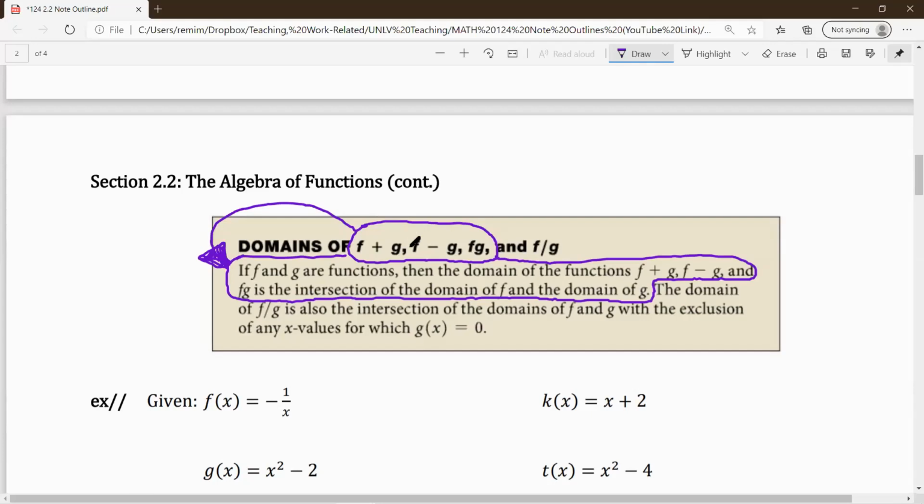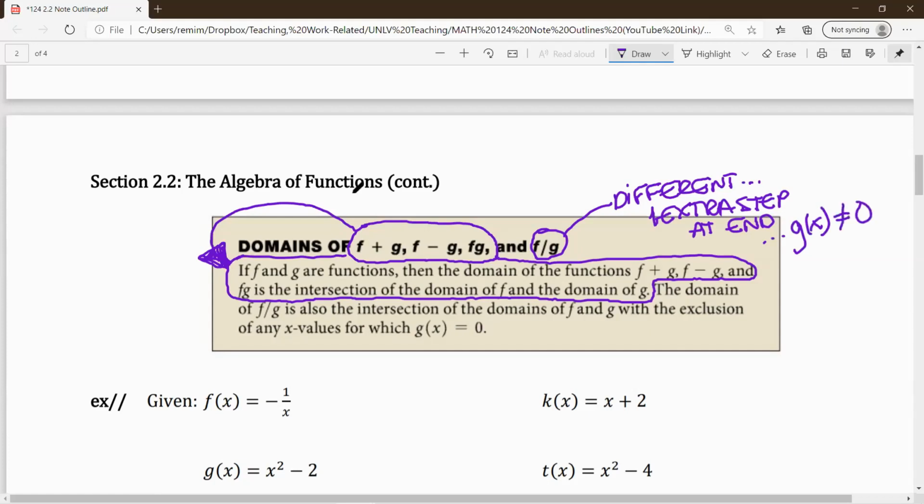And that will be your answer. But for this one, this is going to work a little bit differently. You'll still start the same, but there will be one extra step at the end, which is make sure that the denominator, g of x, cannot equal 0.